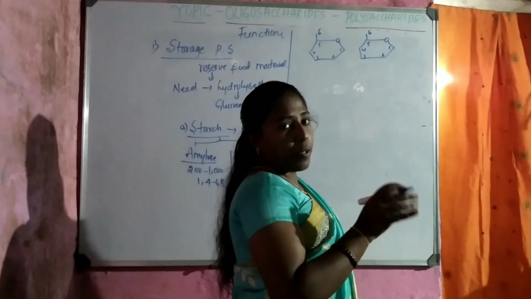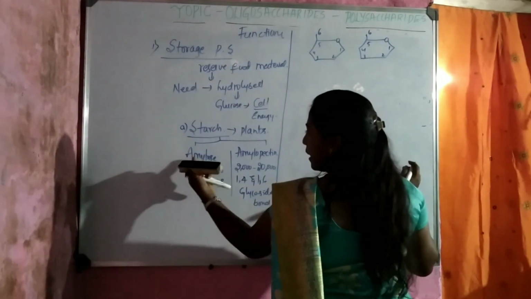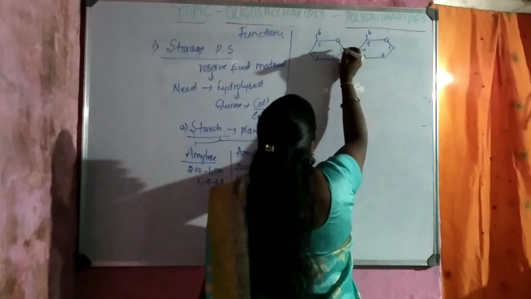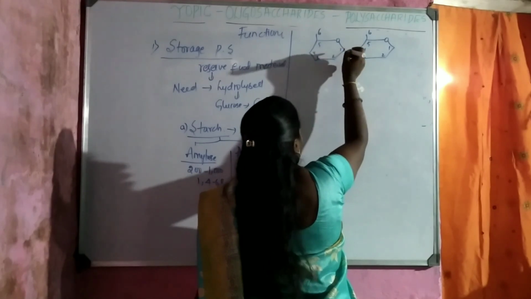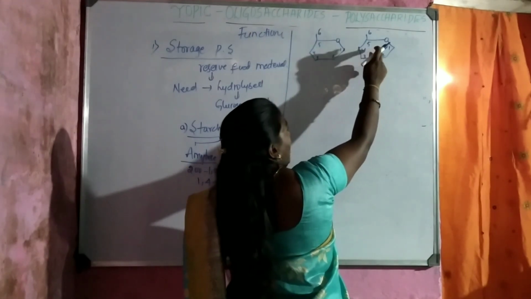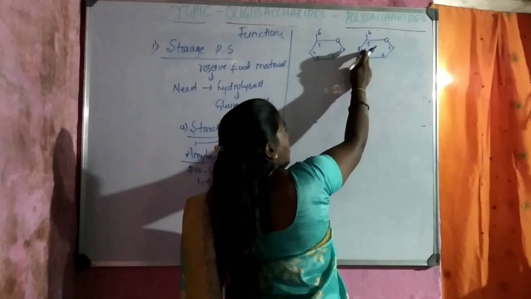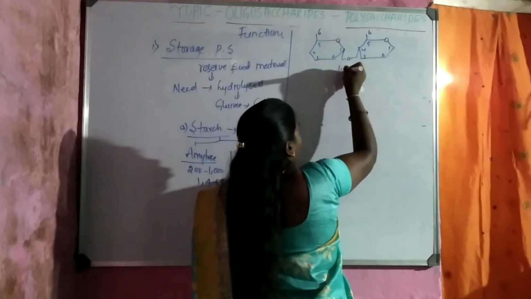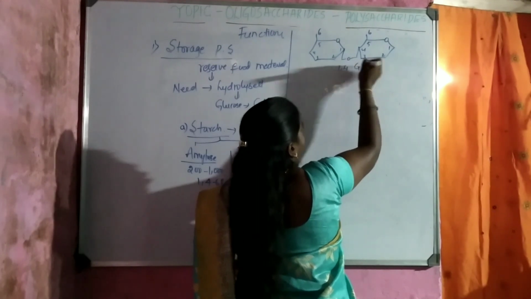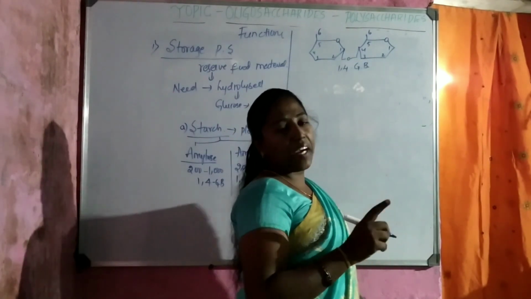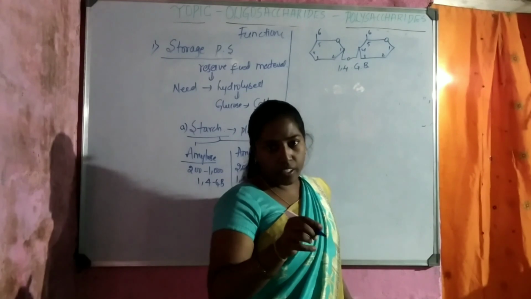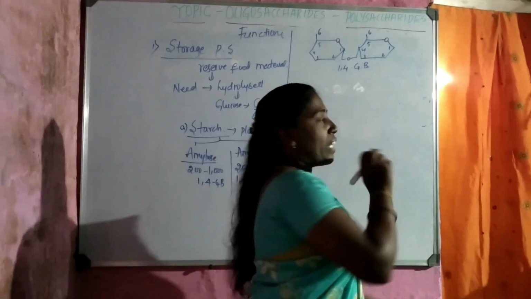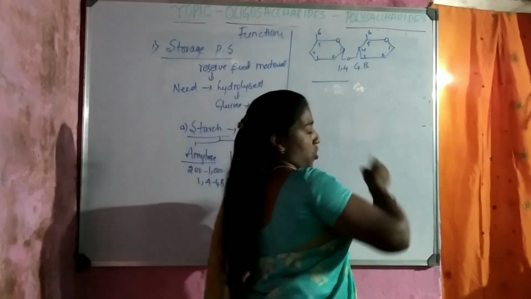Now, for example, I am explaining the amylose. In the amylose, how is the glycosidic bond formed? It is formed between the first carbon atom and the 4th carbon atom of another glucose. So I can call it a 1,4 glycosidic bond. In the case of amylose, we find only 1,4 glycosidic bonds. Due to the 1,4 glycosidic bond, amylose will have a linear structure.